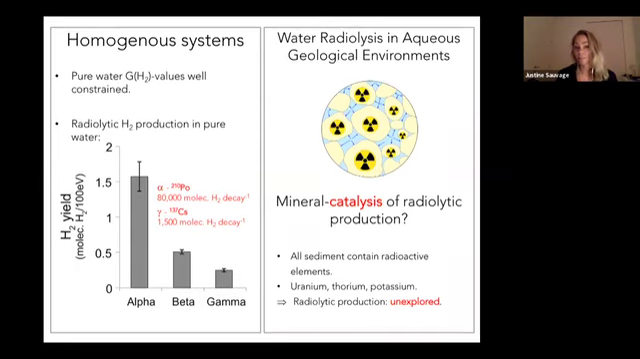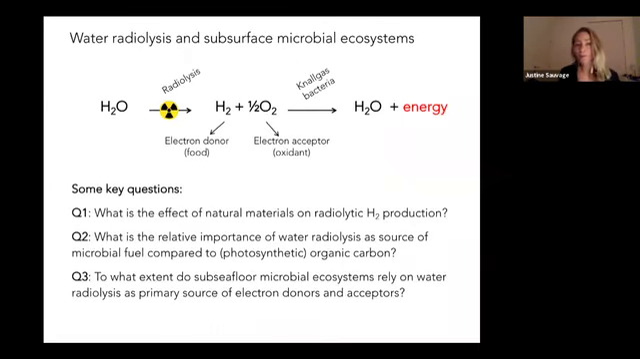This is important because most systems in nature are not homogeneous, but contain some minerals or other geological compounds. So constraining yields of radiolytic hydrogen production and oxidant production is fundamental for a bunch of reasons, whether it's management of radioactive waste, or, for my own personal interest, understanding subseafloor microbial metabolism.